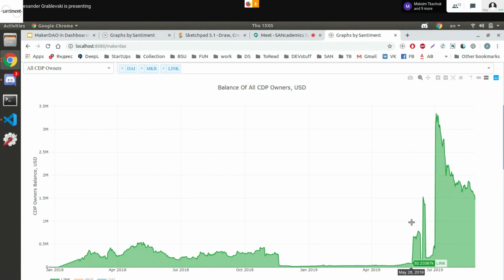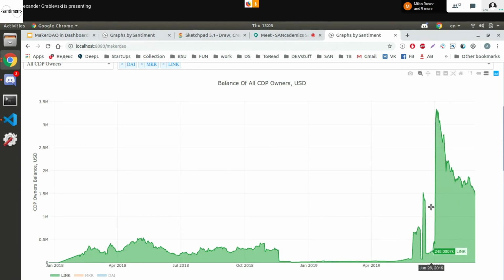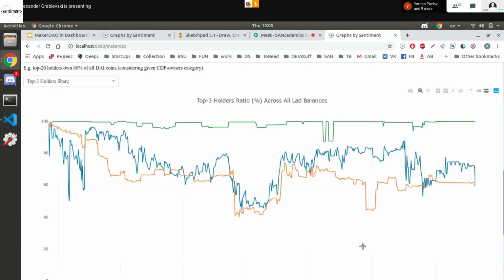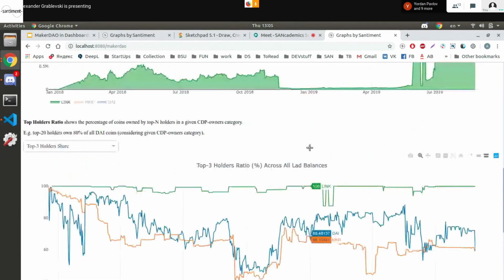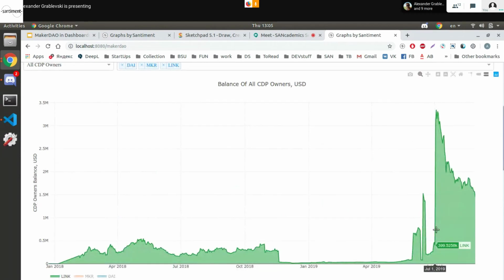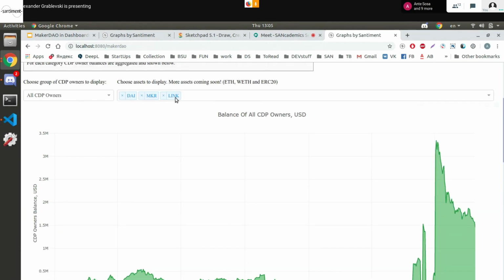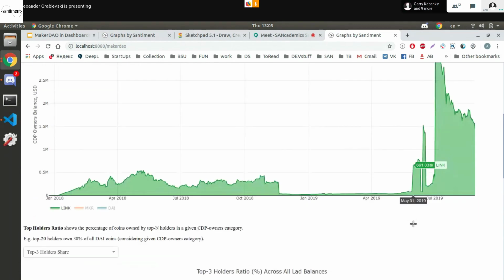Suddenly this summer, LINK token becomes very popular across these CDP owners. This graph doesn't actually show you how many addresses hold this LINK token. But if you go here, you can investigate whether this amount that suddenly grew is an effect caused by a single address, or whether all CDP owners realized that they needed LINK at that point and started to buy it.